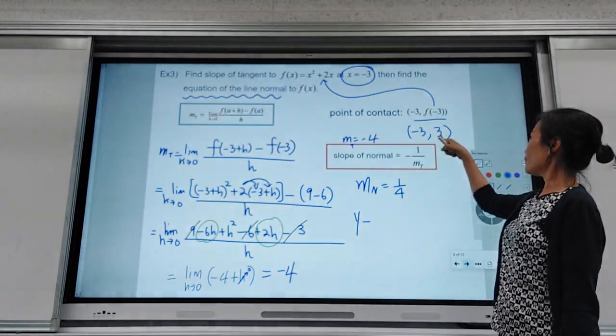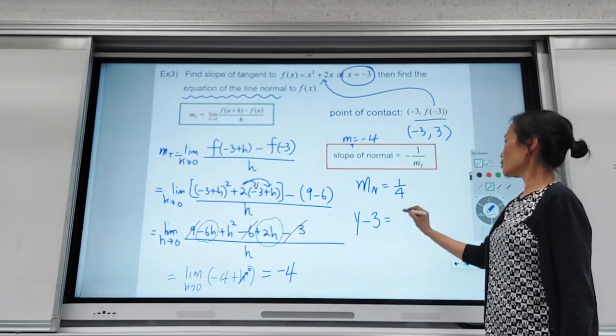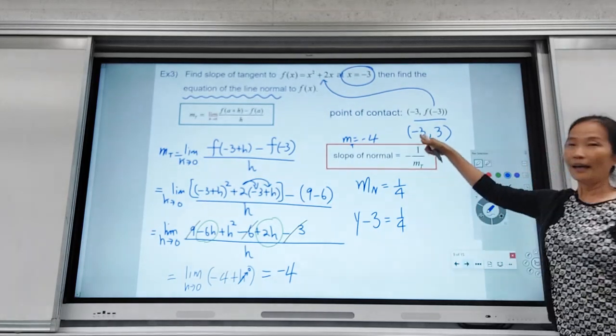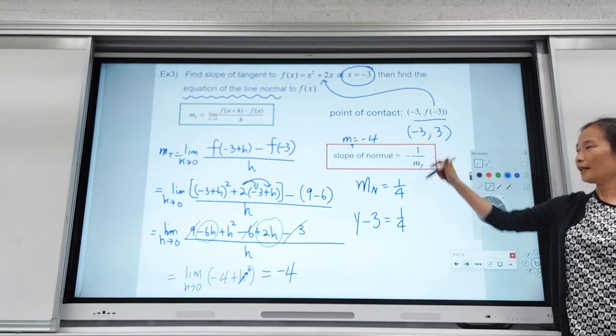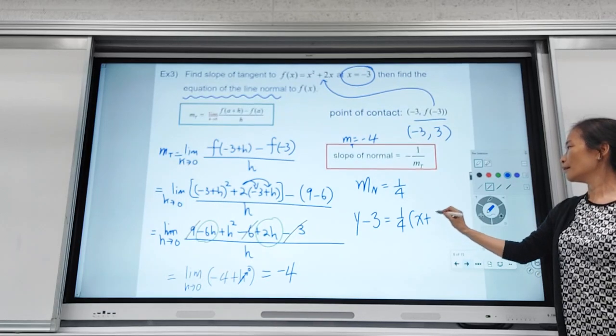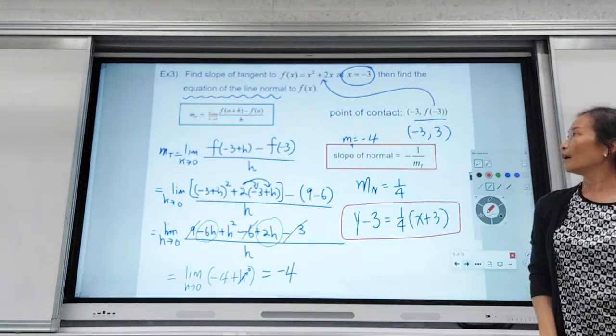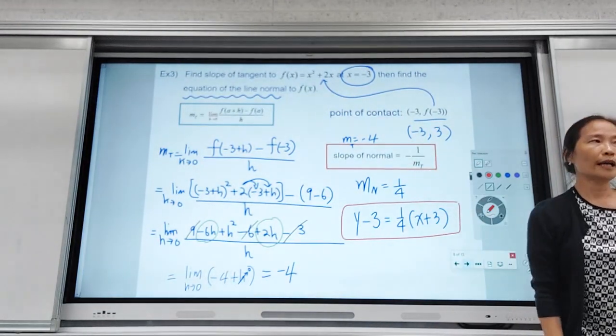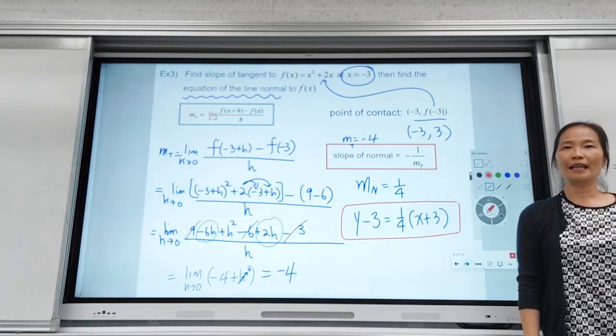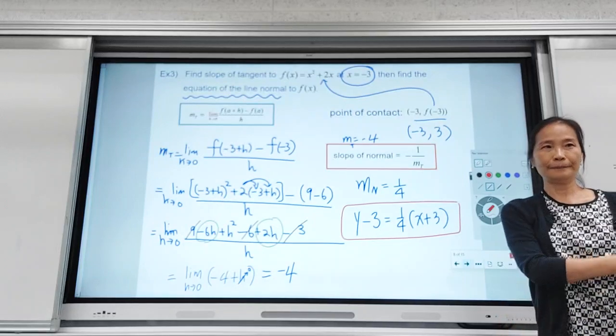What is the normal line? y minus 3 is equal to 1/4 times x minus negative 3. There you go. That's it. This is the equation of the normal line at x equals negative 3, right?